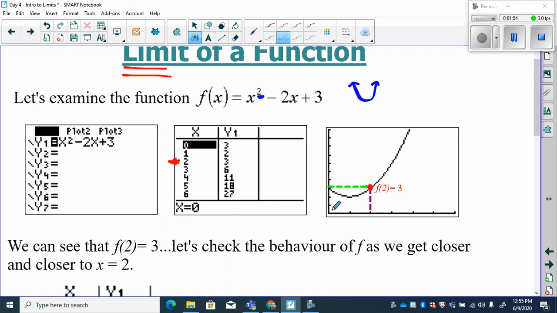Or if you're looking at a graph, you could go to where x equals 2 and go up until you hit the curve, or maybe you have to go down. In this case, I have to go up 1, 2, 3 units.